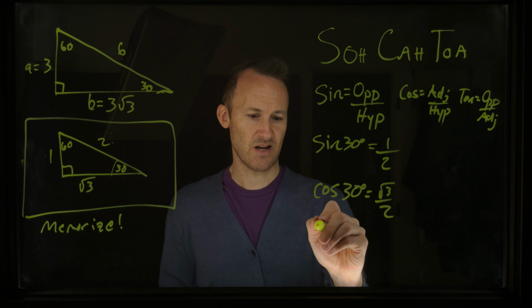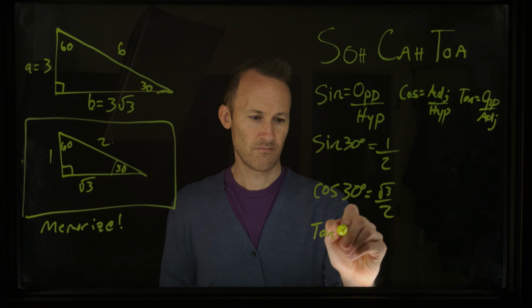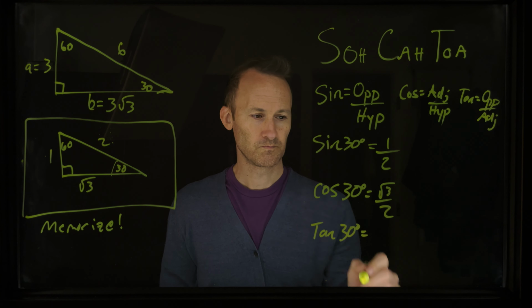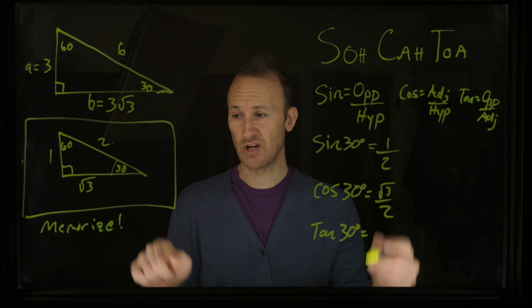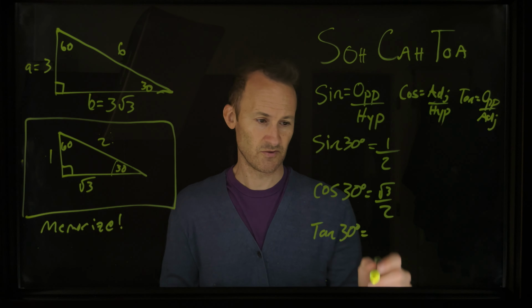And finally, if we look at the tangent of 30, what do we get? Tangent says opposite over adjacent, so the opposite is 1 and the adjacent is root 3.